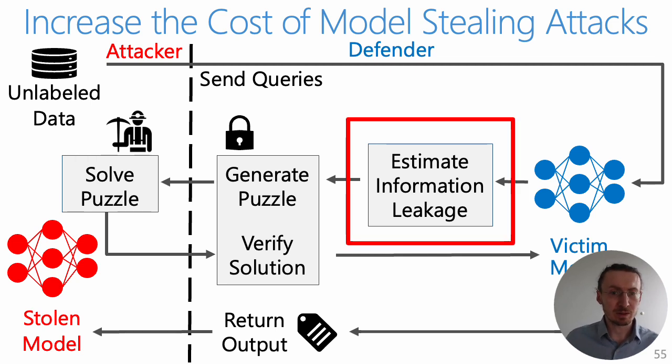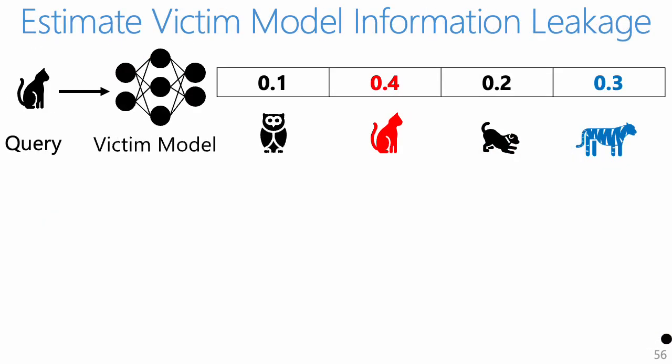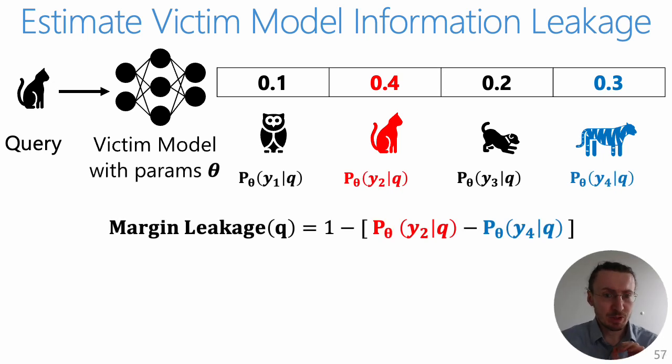Now let me zoom in on how we estimate the information leakage. Let us consider the victim model, which for the query of a cat outputs probabilities per label. The highest probability is assigned to the label of a cat. The second highest probability is for the label of a tiger. The information leakage from the model can be estimated using the margin leakage, where the cost is equal to 1 minus the gap between the probability of the model of the most probable class, in this case class 2, and the probability of the second most probable class, which is in this case class 4.